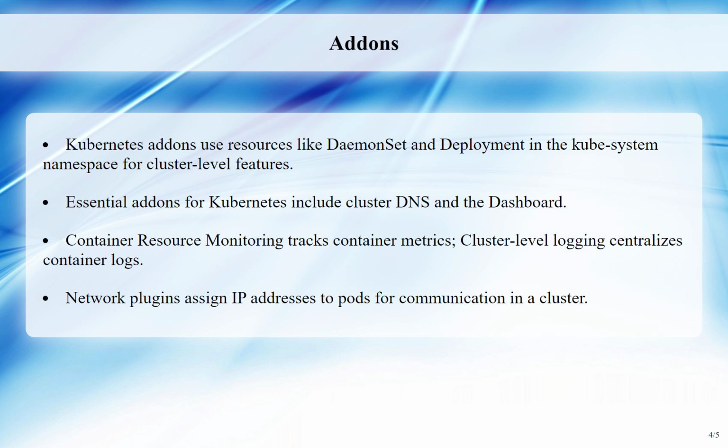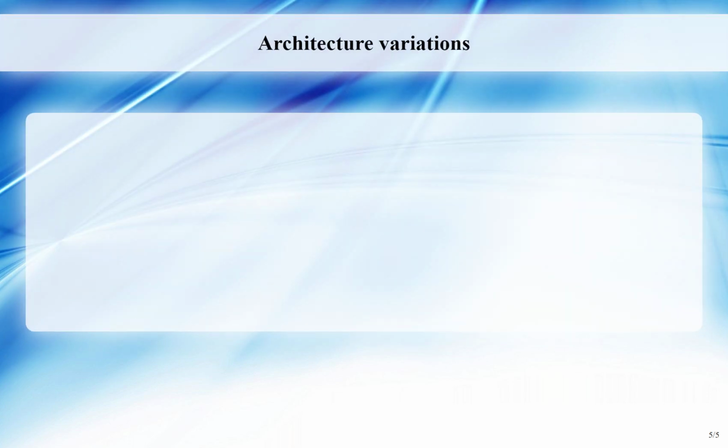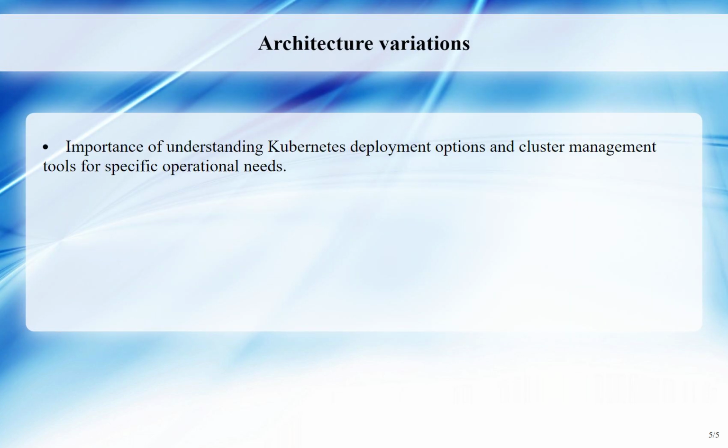Architecture variations. The text discusses the various deployment options for the control plane components of Kubernetes, including traditional deployment, static pods, self-hosted deployment, and managed Kubernetes services. It also touches on workload placement considerations, cluster management tools like kubeadm, kops, and kubespray, and customization and extensibility options within Kubernetes architecture. Understanding the different deployment options and variations in Kubernetes is crucial for designing and maintaining clusters that meet specific operational needs.